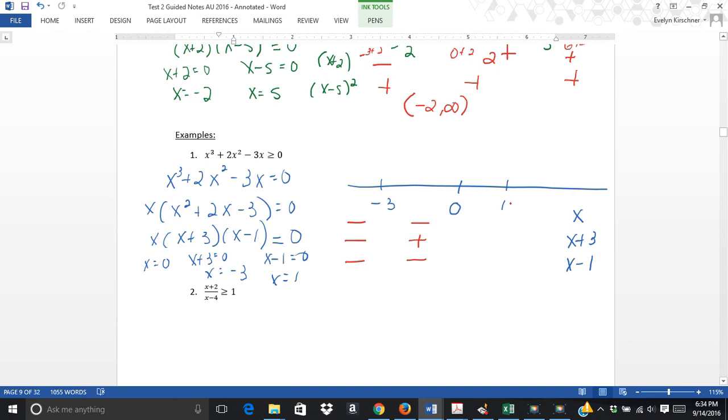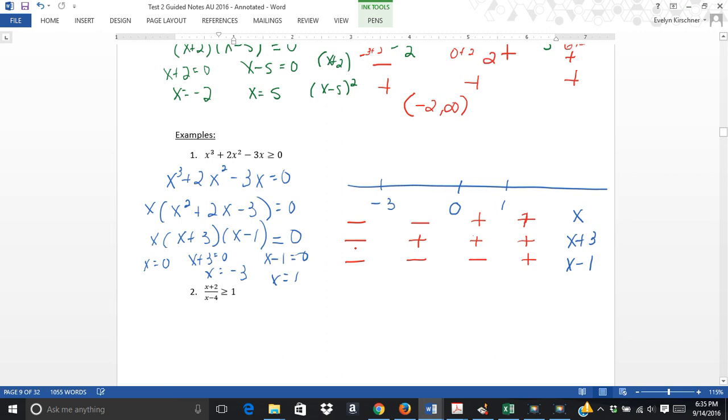Now I'll pick a number between 0 and 1, a half. So a half is positive. A half plus 3 is still positive. But a half minus 1, that's going to be negative. Now I'll pick a number greater than 1, 2. So I put in 2 for x, it's positive. 2 plus 3 is 5, it's positive. And 2 minus 1 is 1, it's positive.